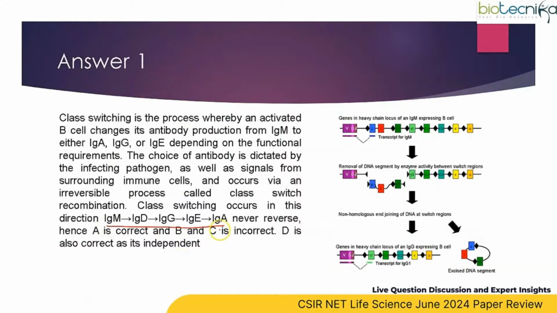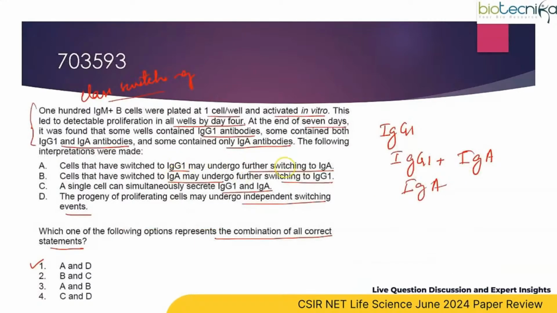You should know this is the direction in which class switching will occur: IgM, D, G, E, A. So from IgG, it can class switch to IgA. It can never happen that IgA will reverse. So if you know this part, then you know A is correct. IgG1 may undergo further switching to IgA, so that is correct. IgA may undergo further switching to IgG1 - I said it can never reverse back. So B is incorrect.